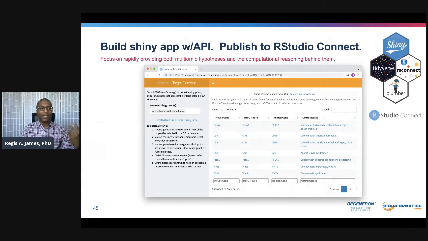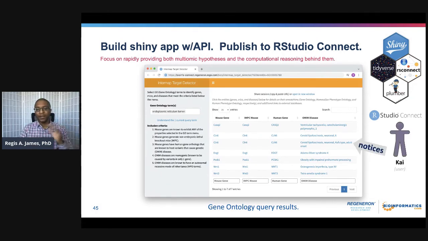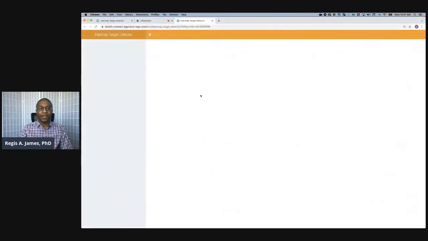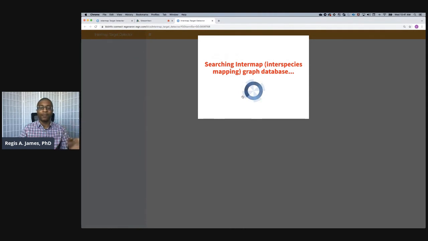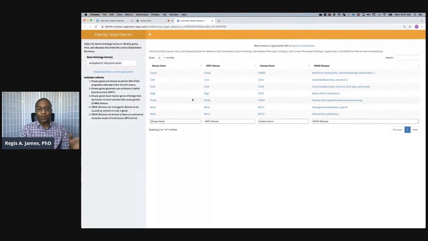Now, for example, if Kai asks for endoplasmic reticulum lumen as the gene ontology term, that's important because remember, the intervention method works really well with proteins that are associated with endoplasmic reticulum lumen. So if Kai asks for that, Kai notices immediately in the results that ceroid lipofuscinosis adult onset has adult onset, meaning that it happens later in life, which could mean that there is sufficient time to intervene therapeutically. So now actually, if I click this link, we can see interactively. So this is a live demo of what's happening here. This is what Kai would see, for example.